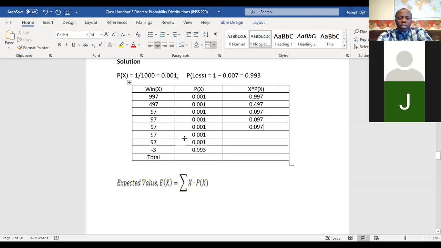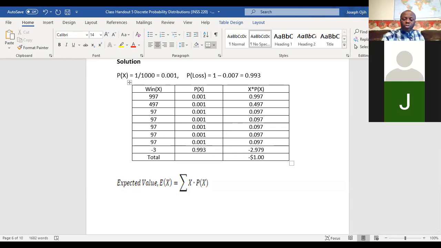0.097. You apply this times that. 0.097, and we multiply this negative 3 times 0.993, I got this number that I have here, negative 2.979. So when you add all this, see this is X times PX. You add all this, I got negative $1.